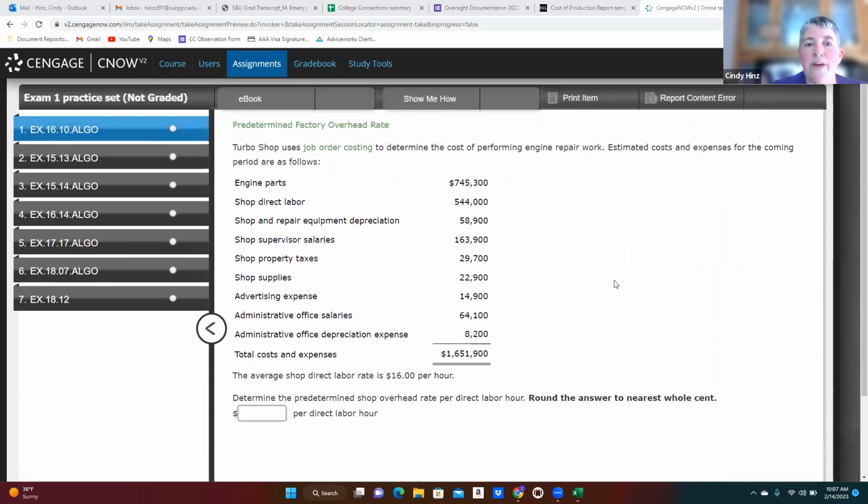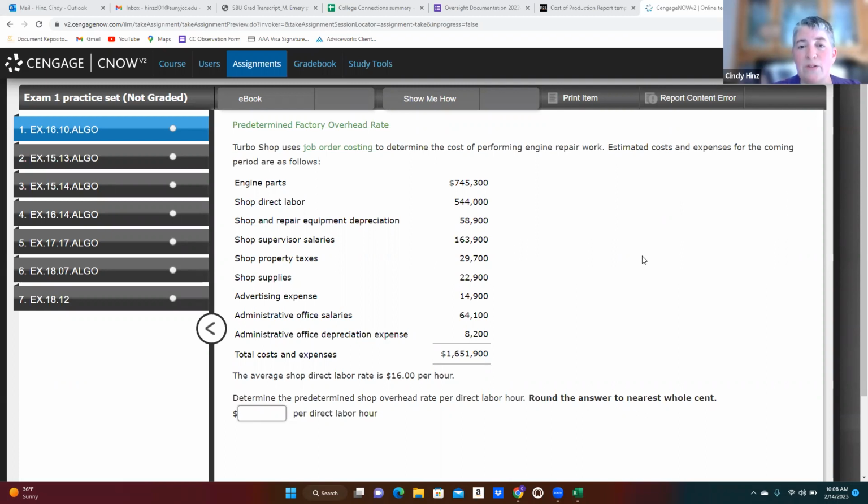So predetermined factory overhead rate, this is from chapter 16. And so we talk about the 3-step process for going through the traditional approach to allocating overhead. So the traditional approach is a one-size-fits-all. You have one factory-wide rate, and you use a 3-step process.